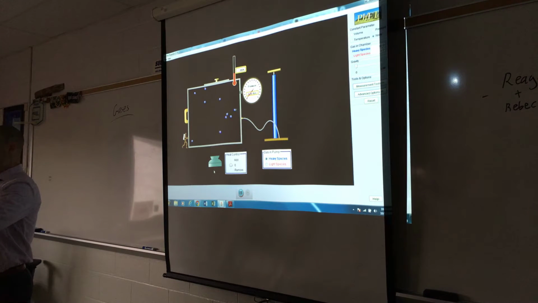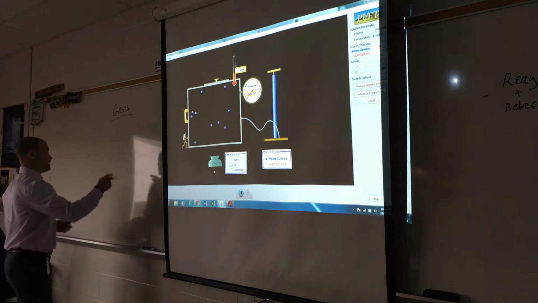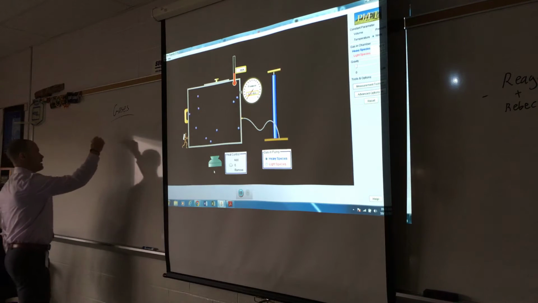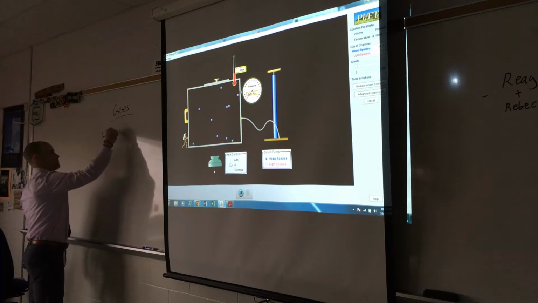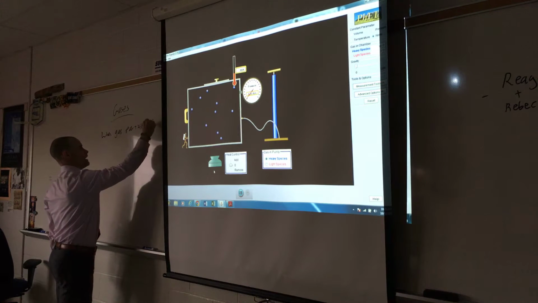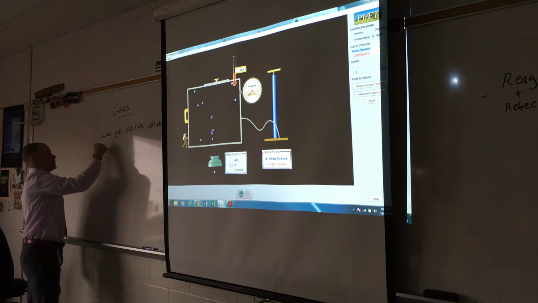Exchange energy. Very good. Write that down. This is the most important thing today. If you forget everything else, just remember this, you're in a good place. Okay? When gas particles collide, they transfer energy.